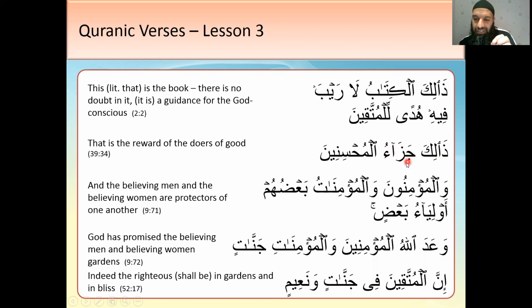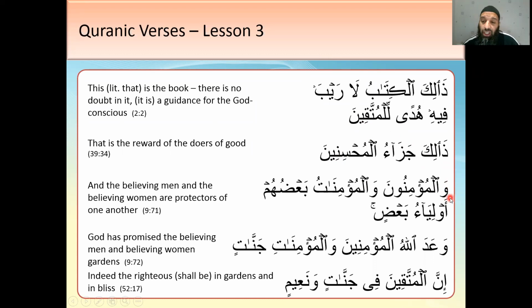So that is the reward al-muhsinin. That is the reward of the doers of good. Muhsinina. Okay, so this is majroor. Next one, there's some grammar going on in that verse, so I'm not going to cover that now, inshallah, because otherwise next week there might only be a few people if I give you too much grammar. Okay, so next one, a sister this time.